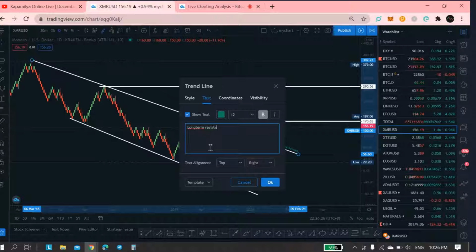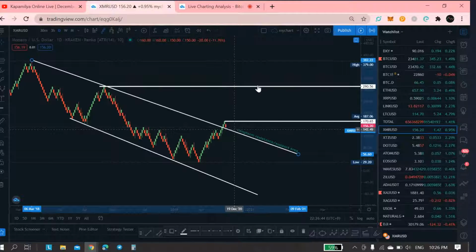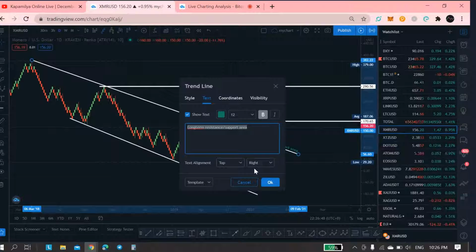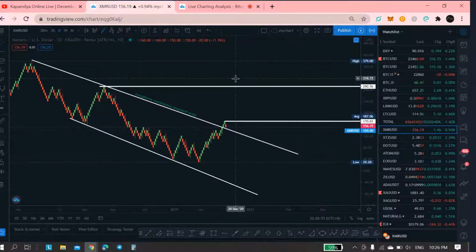Long-term resistance area now becomes the support area. Long-term resistance slash support area, because that was the previous resistance. Of course, if it already breaks that, it will become the support area. So I think that's it for XMR.